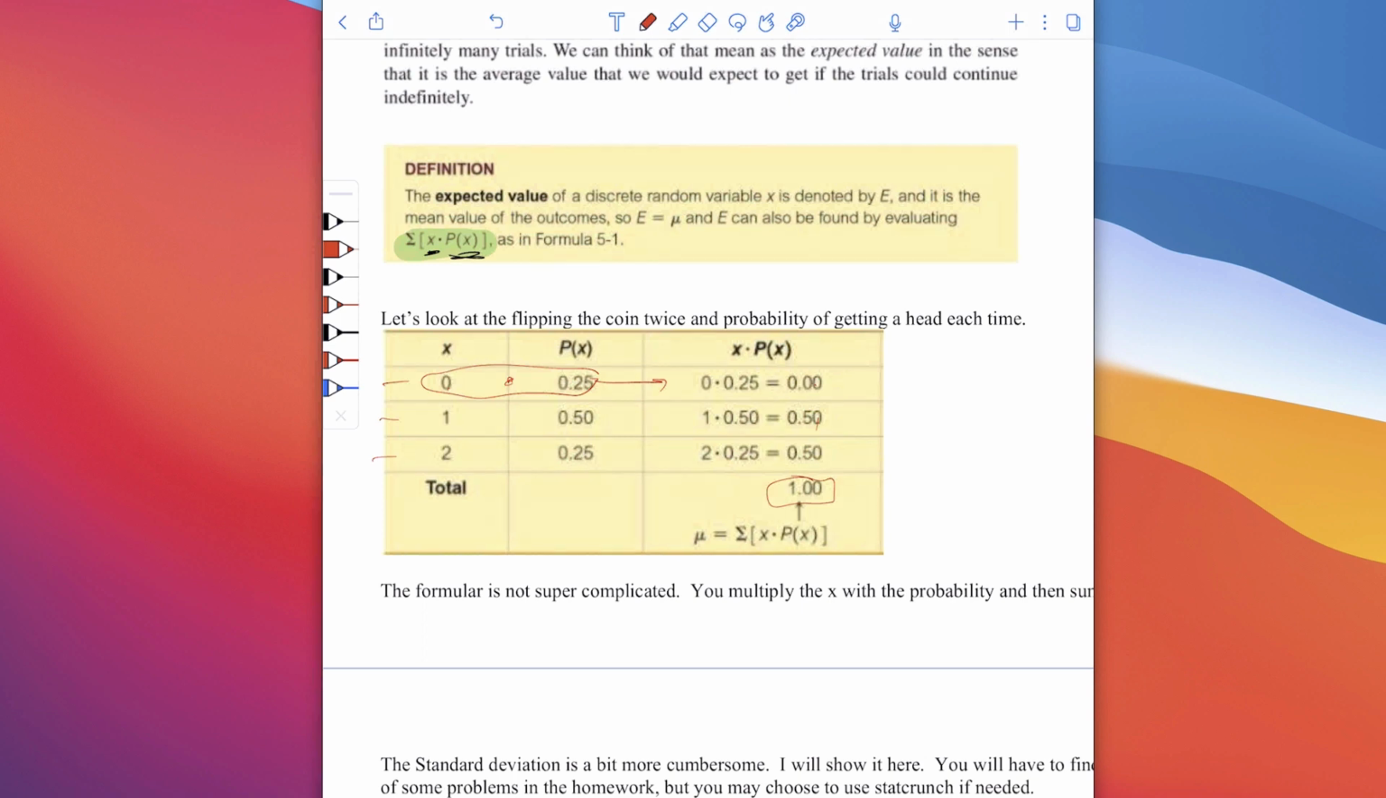1 head. If you continue flipping 2 coins, because it's in the middle, it's the one that comes up the most, right? It makes sense that you get 1 head. Let's look at Excel.